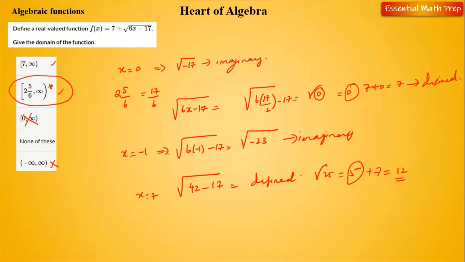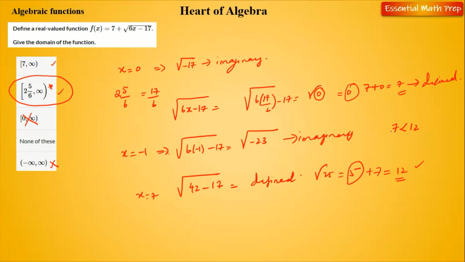Okay. You see, 7 gives you a minimum total value of 12, whereas 2 5 over 6 gives you 7, right? 7 is less than 12, which means you want the range to have a minimum value and a maximum value. If x is 7, your minimum is 12, whereas if your x is 2 5 over 6, it's 7.